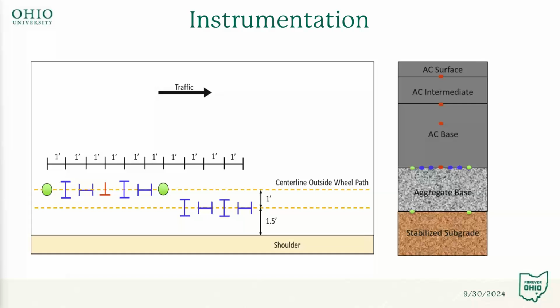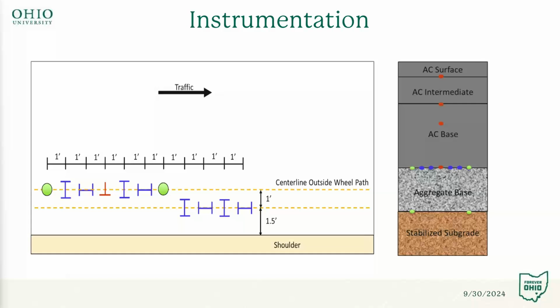Each section consisted of an instrumented section, and the rest of the 1,200 feet or so approximately were used to look at the performance. The instrumented section was basically 25 feet that included instrumentation in the center line, outside wheel path, and a foot in towards the shoulder.